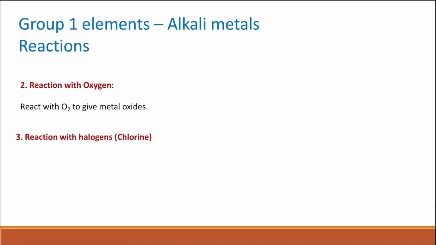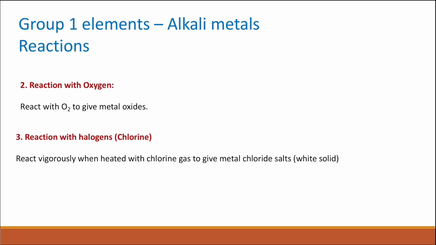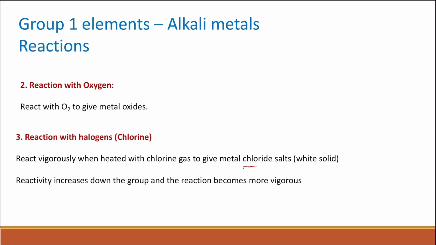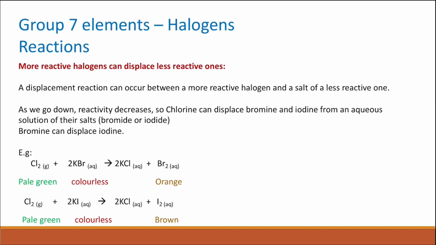The second reaction is with oxygen: they react with oxygen to give metal oxides. And with chlorine, they react to give metal chloride salts, which are white salts. Again, reactivity for all of these will increase down the group. Sometimes they ask you to write the equation for a reaction between one of the metals and chlorine. For example, sodium and chlorine will give you sodium chloride as a solid.